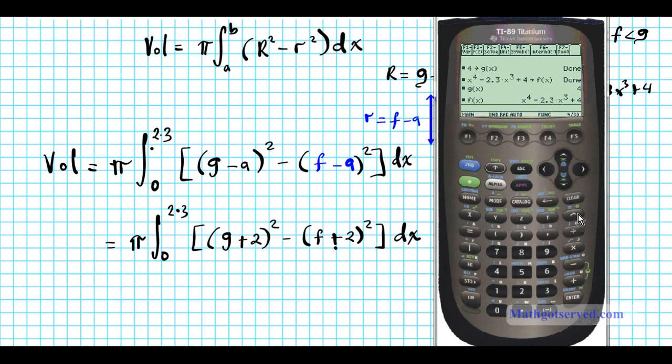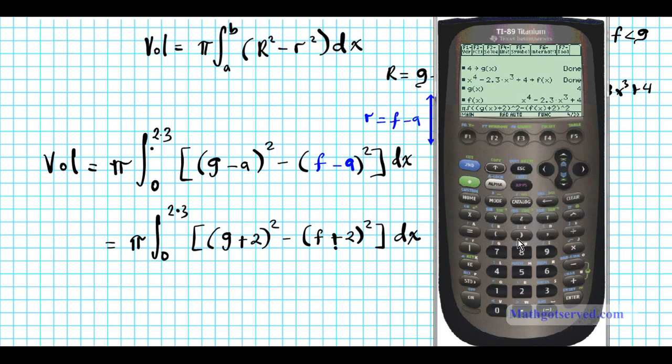Pi times the integral of, this parenthesis opens the integrand, and I'm going to enter the first square. So we have g of x, that is 2g of x plus 2, square that, minus f of x, the first function, plus 2. Remember, it's x minus a, and a was negative 2, so when you have minus minus, it becomes plus. Close that, square it.